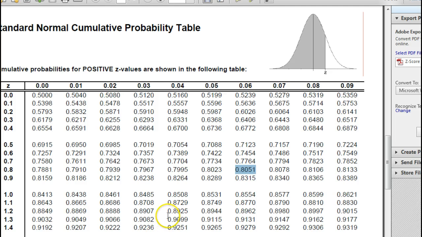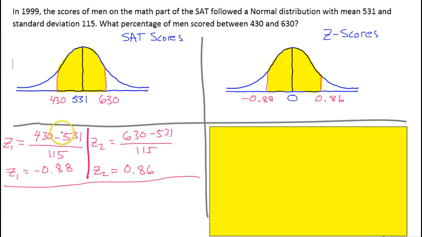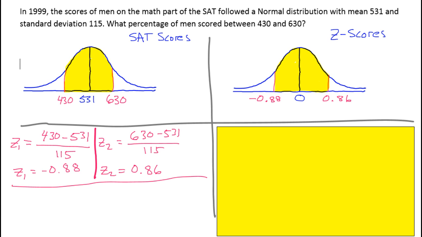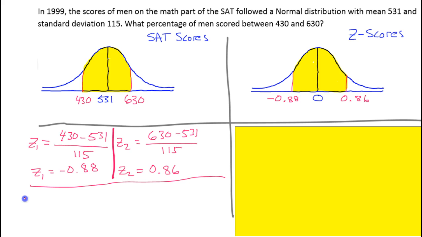So what were those z-scores again? All right, so let's do one z-score at a time. Let's see, I want to create a little bit more room for myself here. Okay, so first I'm going to find the percentage of z-scores to the left of negative 0.88. All right, that's what this is. The percentage of z-scores less than negative 0.88.